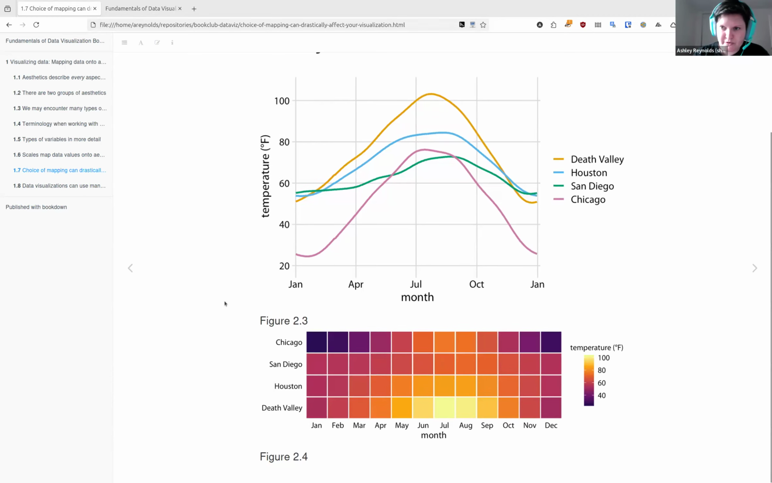So, two different ways of interpreting the exact same data, very different conclusions, and both are good visualizations that are showing you the data accurately. It's just a matter of what's most important to highlight.